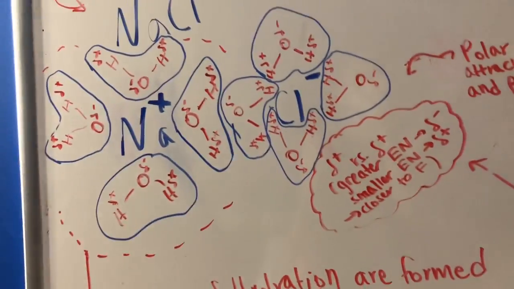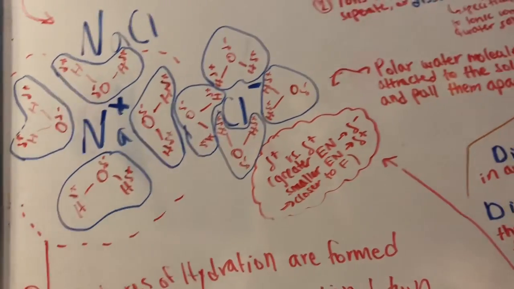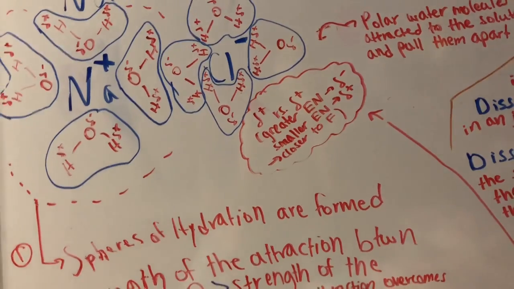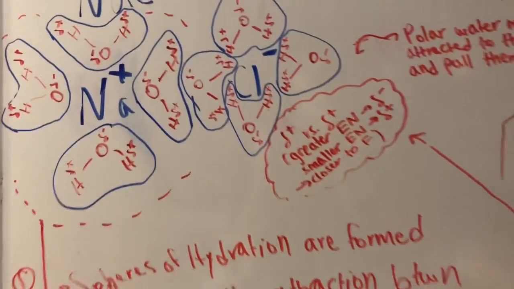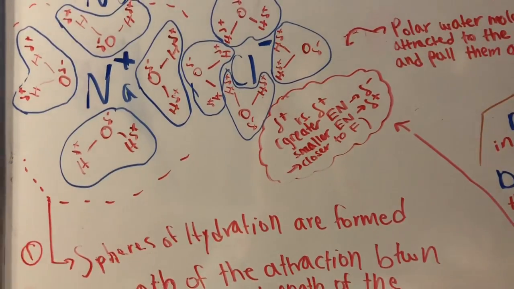As you can see, the ions are being separated by H2O molecules. The partially negative and positive ends are being attracted to the positives and negatives of the ions, and those form when the molecules surround them. That forms a sphere of hydration around the ion.